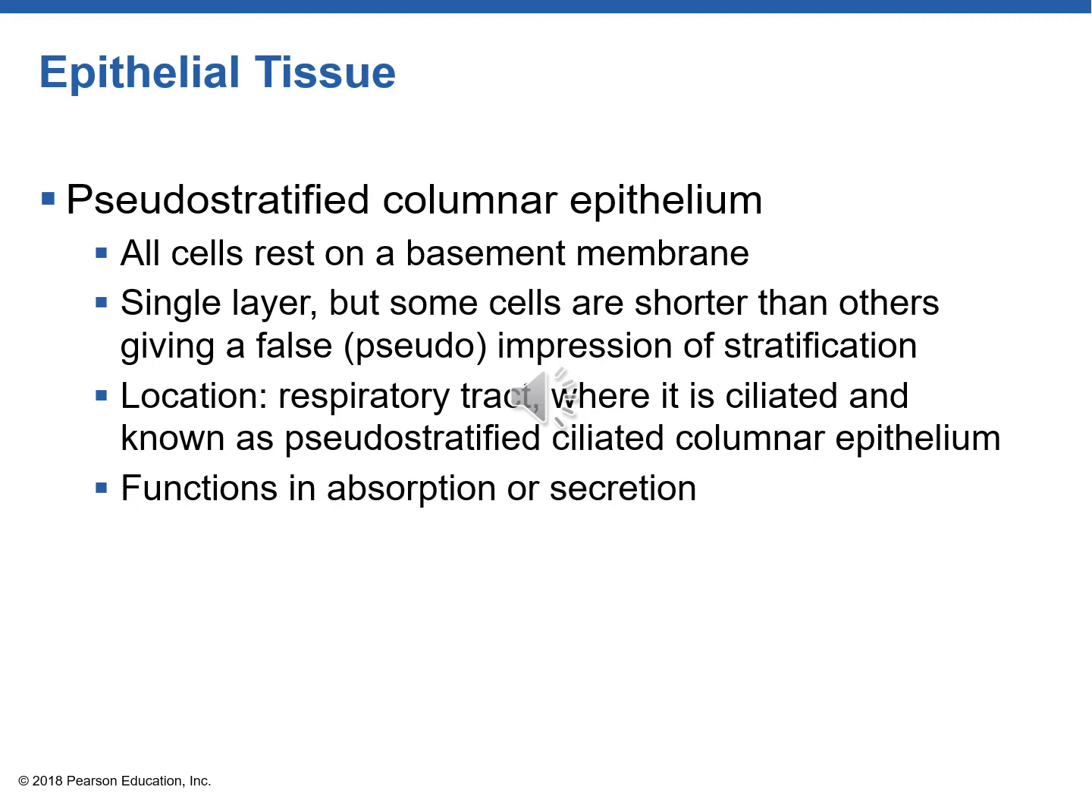So an example of this is in the respiratory tract, ciliated pseudostratified columnar epithelium or pseudostratified ciliated columnar epithelium. That's a real mouthful. But it means it looks like it's multi-layered, but it's not. It's single layered. It has cilia on it to beat the mucus in the airway, and it's column shaped.